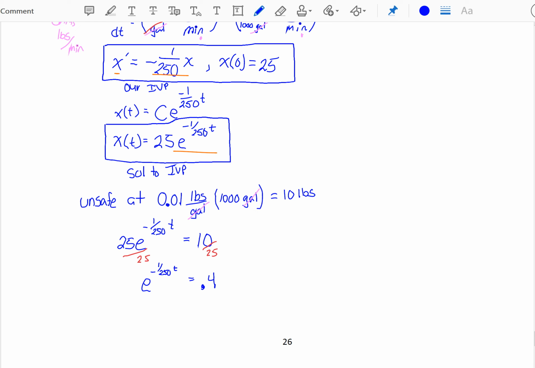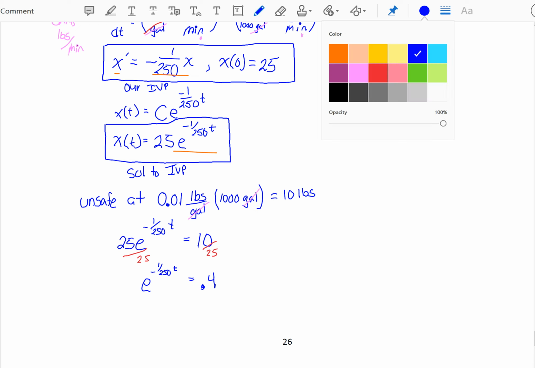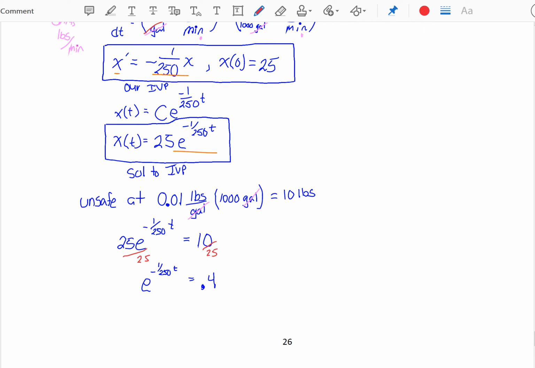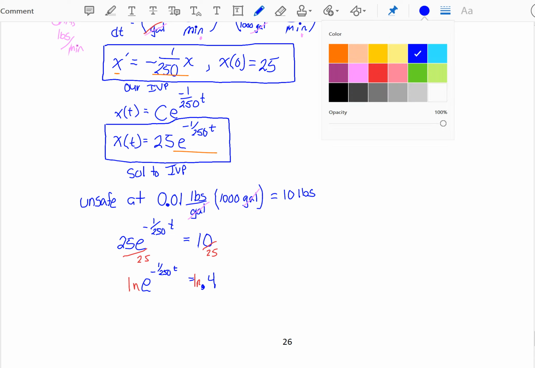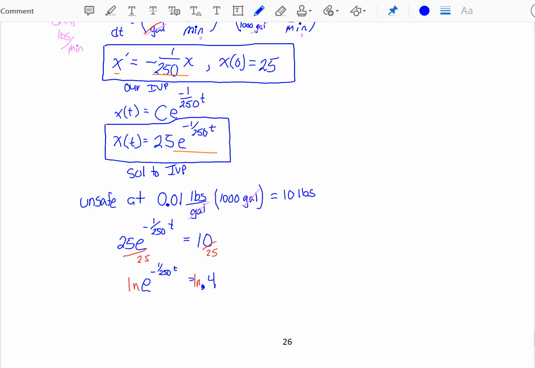Then we'll take the natural log of both sides of our equation, with the expectation that the natural log and the exponential on the left-hand side will cancel, leaving just negative 1/250th t equals the natural log of 0.4.